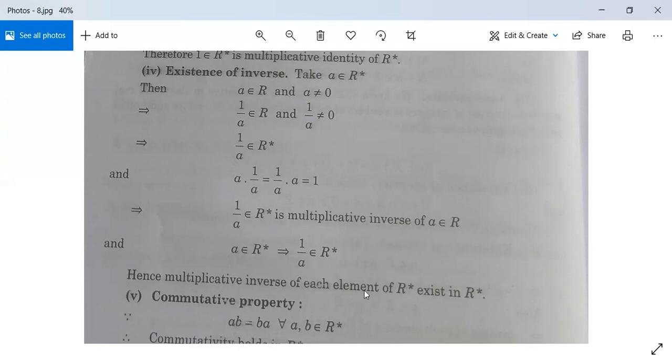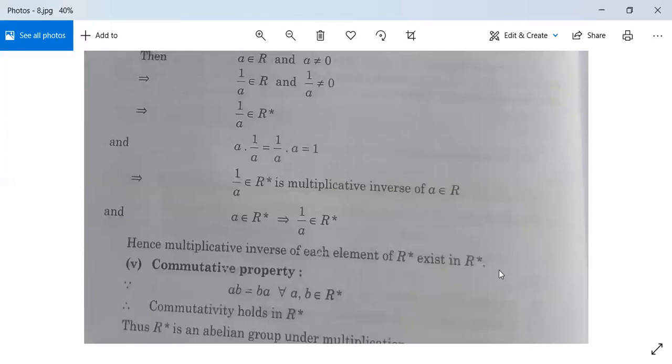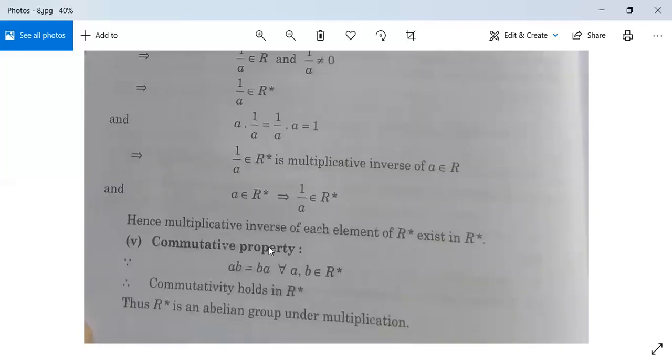Hence, the multiplicative inverse of each element of R star exists in R star. So R star satisfies both properties. Next, there is another property, commutativity. Since ab is equal to ba for all a, b in R star, commutativity holds in R star. Therefore, R star is an abelian group under multiplication.